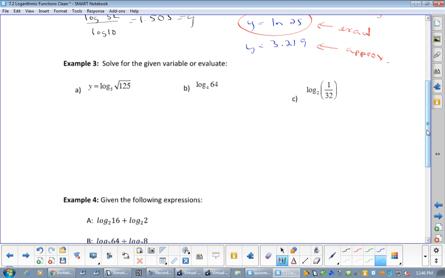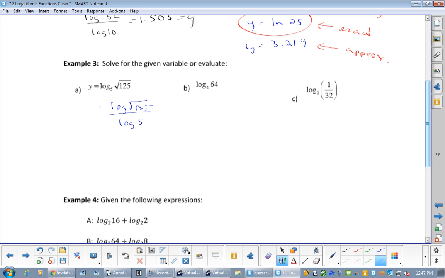There are so many ways to do these, it's not even funny. But because it's in log form, you could just put this in your calculator, right? It says solve for the given or evaluate. Now, how could you put this one in your calculator? Log square root 125 divided by log 5.